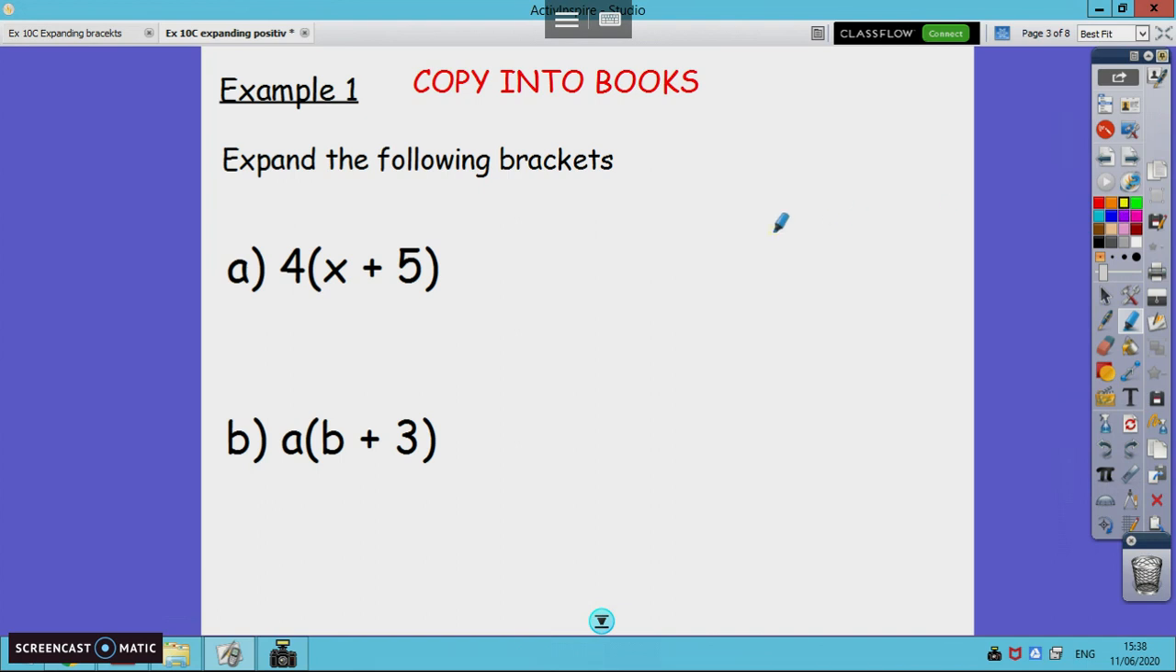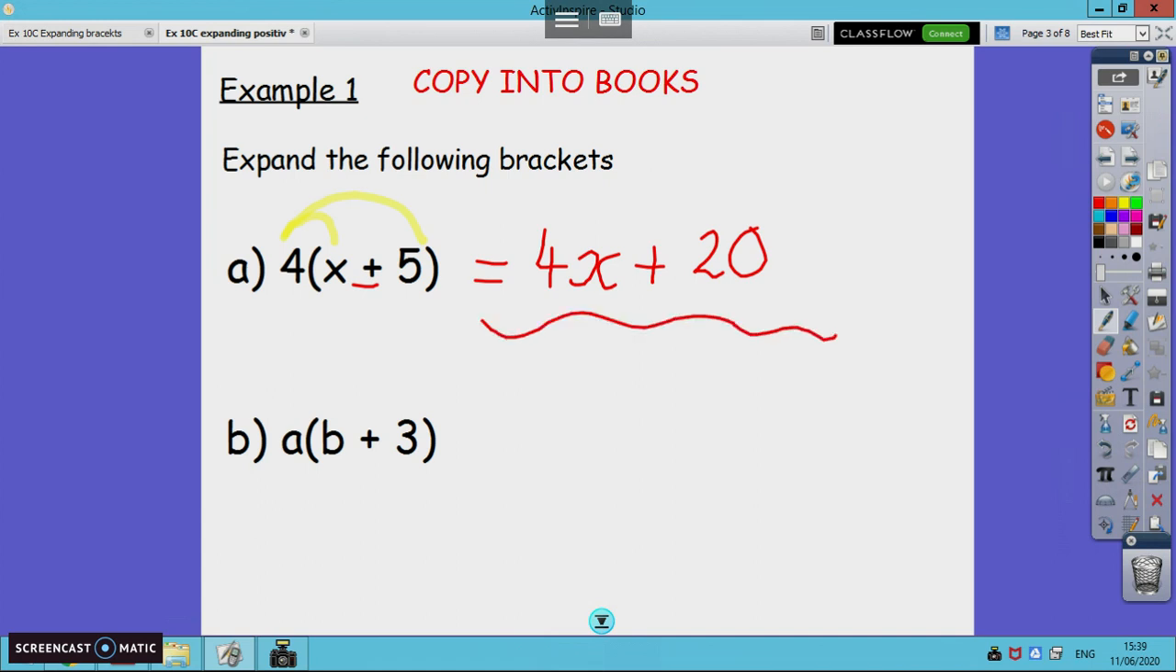So expand the following brackets means we've got to do 4 times x and then 4 times 5. So we've got to do 2 multiplications. So we get 4 times x we know is 4x, and then 4 times 5 is 20. Now we've got to think what goes in the middle. Well, there's a plus in the middle there, so we're going to put a plus in the middle there. Okay, and that's it. We've expanded the bracket. Expand kind of means times, but also get rid of the bracket as well.